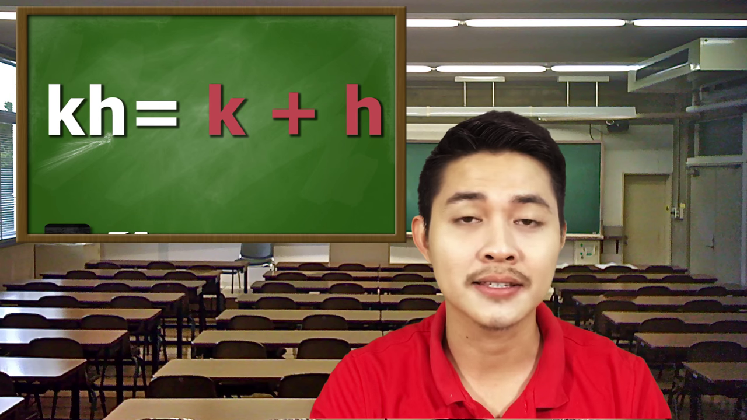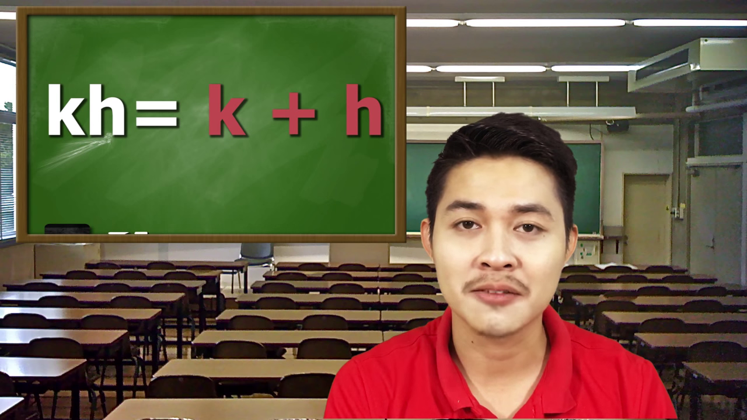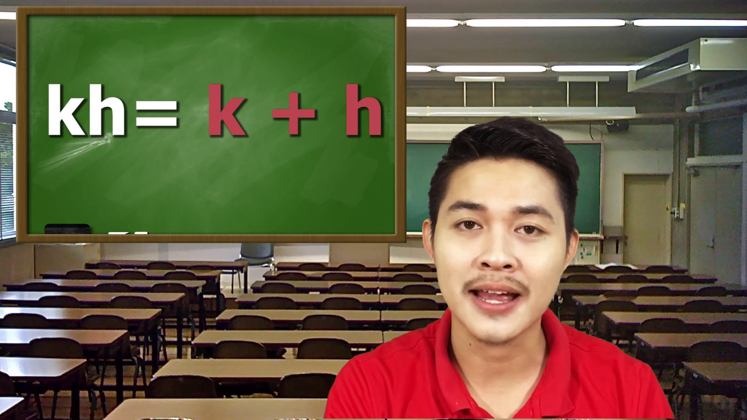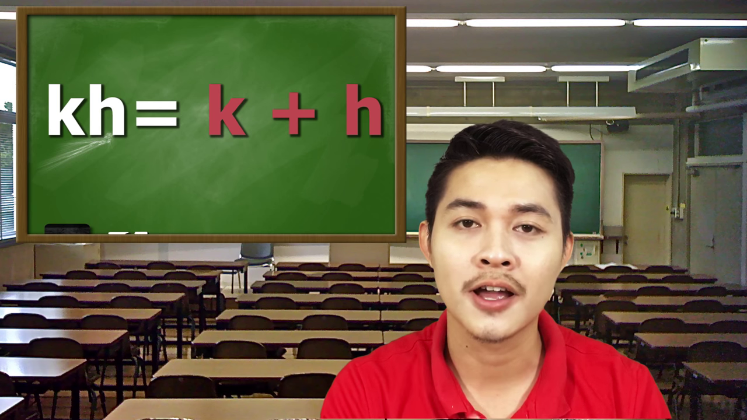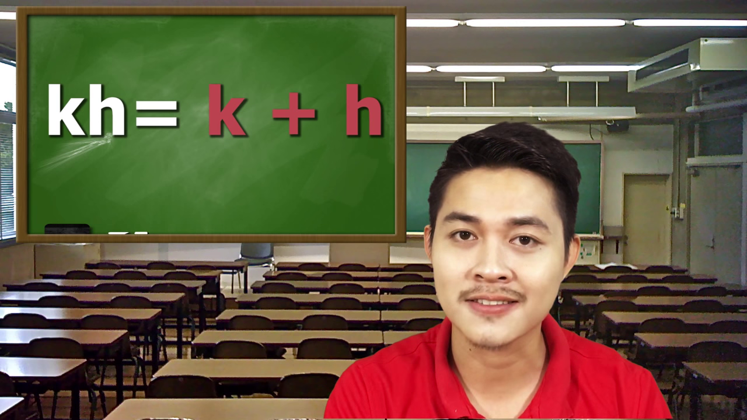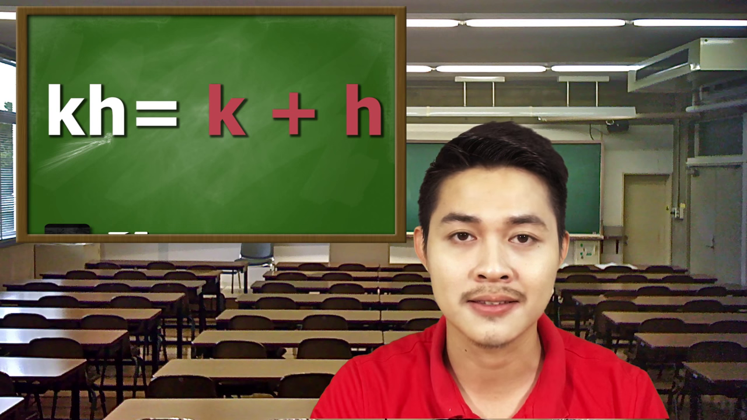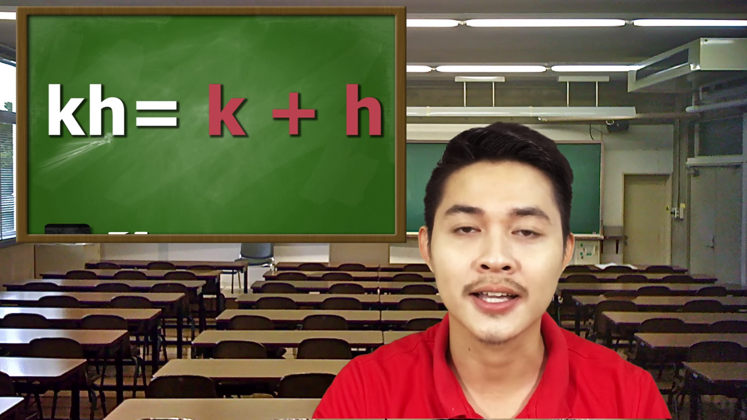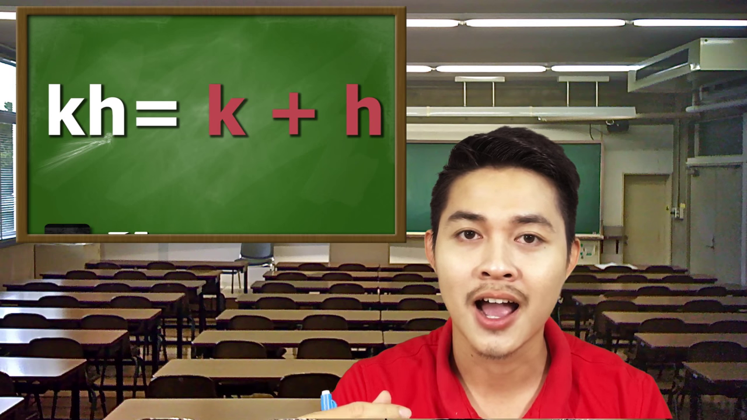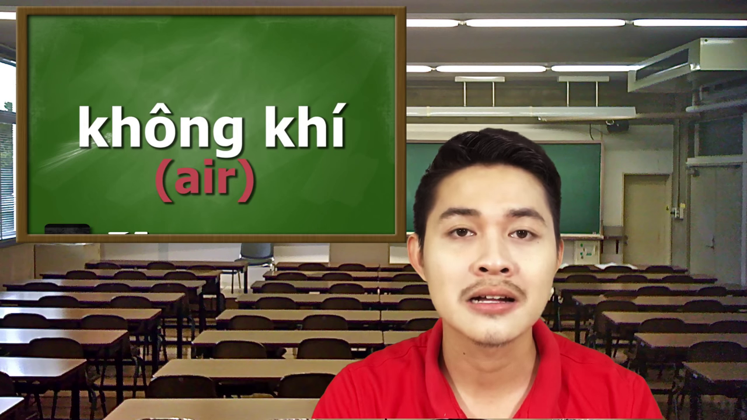This sound is quite difficult. It's going to sound like this: kh. This is a combination between k and h. If you split it up and pronounce it slowly, it will sound like this: k h, k h. At first, you may try to pronounce it like that, but the real sound is going to sound like this: kha. Ka ha, ka ha, faster, ka ka ka. For example, không khí.